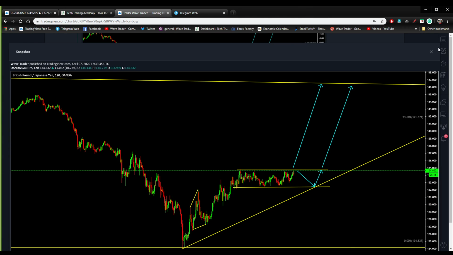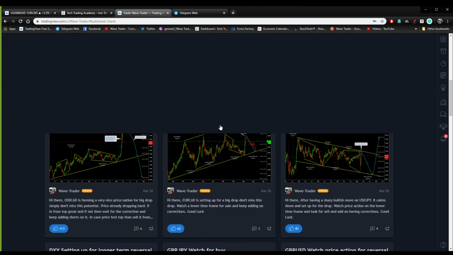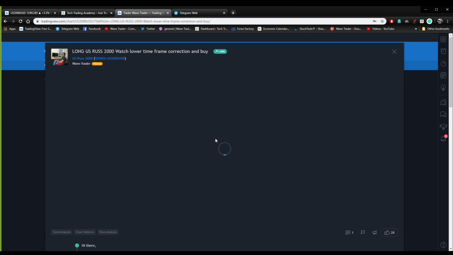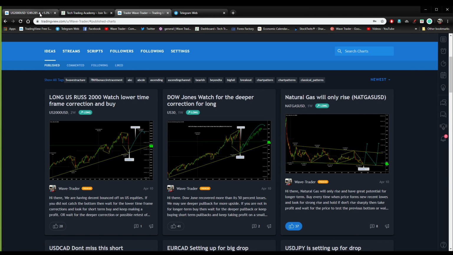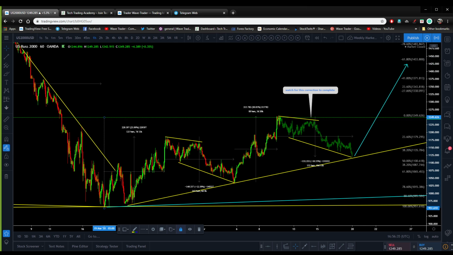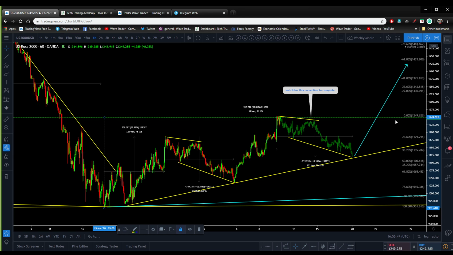So that's the chart. US Russell 2000 is also at a good spot to look for short-term continuation trades. This is what you're looking at. Currently there is a slower time frame correction which can break out, like the previous one. So a deeper correction is going to be all right on it.